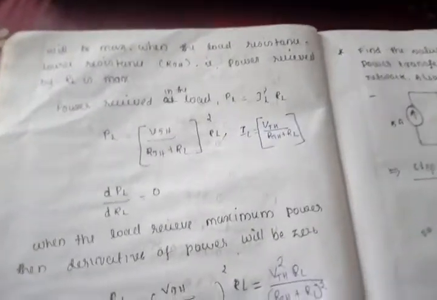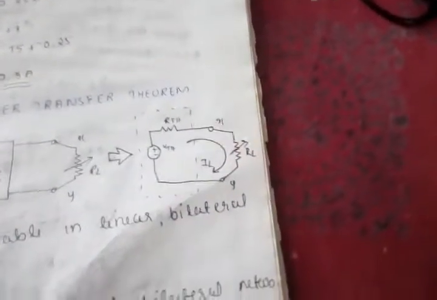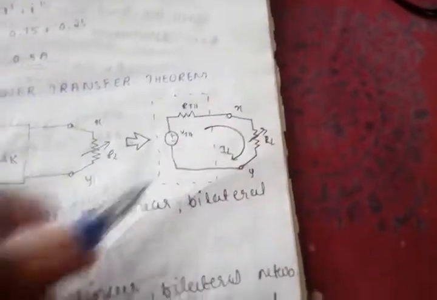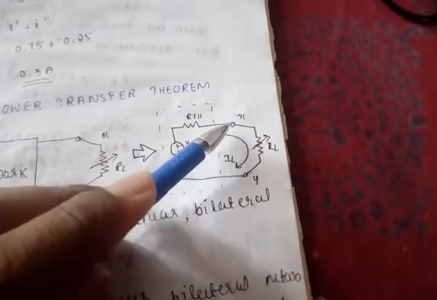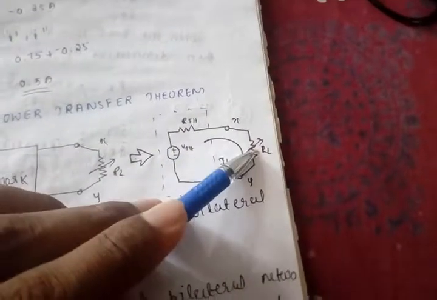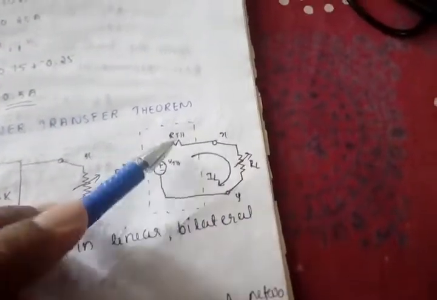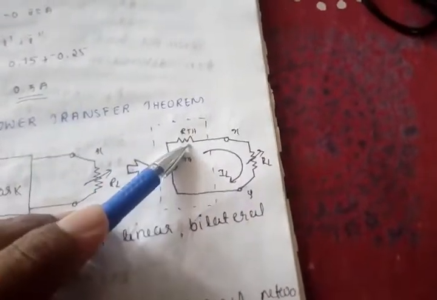That is, for the power received in any linear bilateral complex network, the power received by the load resistance will be maximum when load resistance is equal to the source resistance. This is the maximum power transfer theorem.